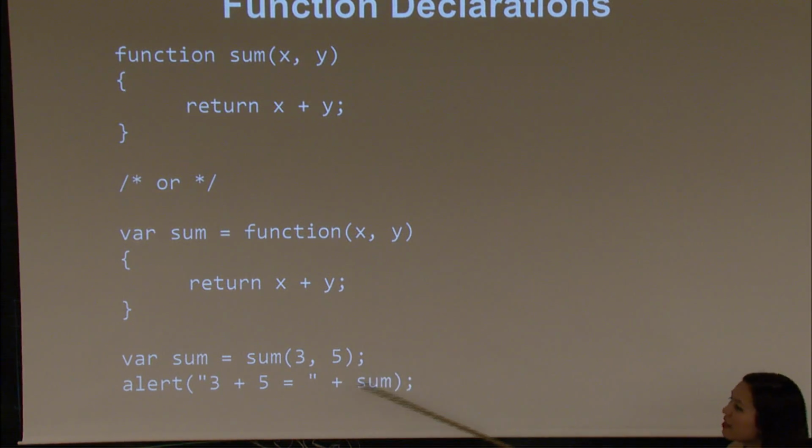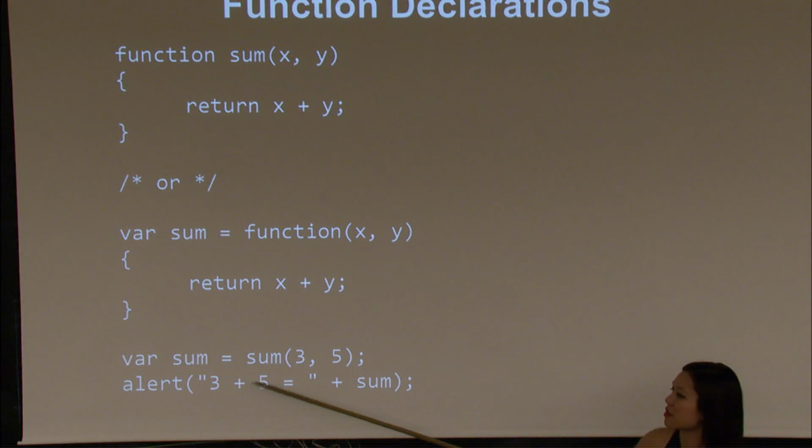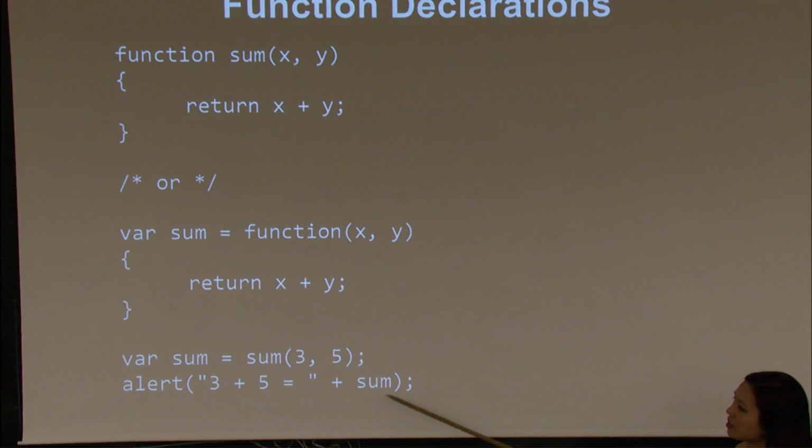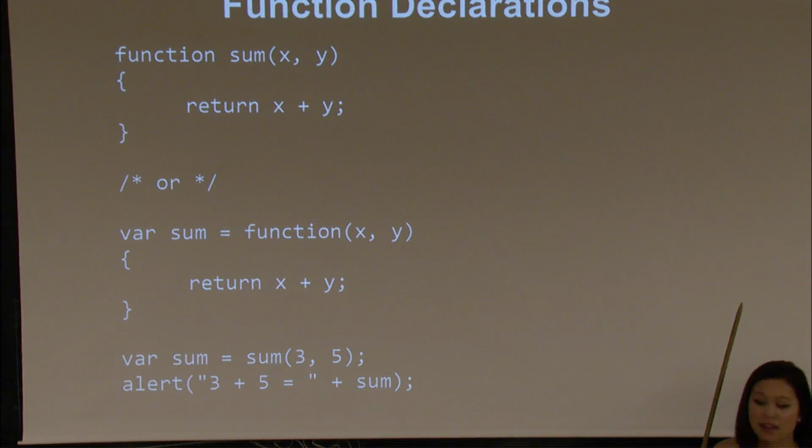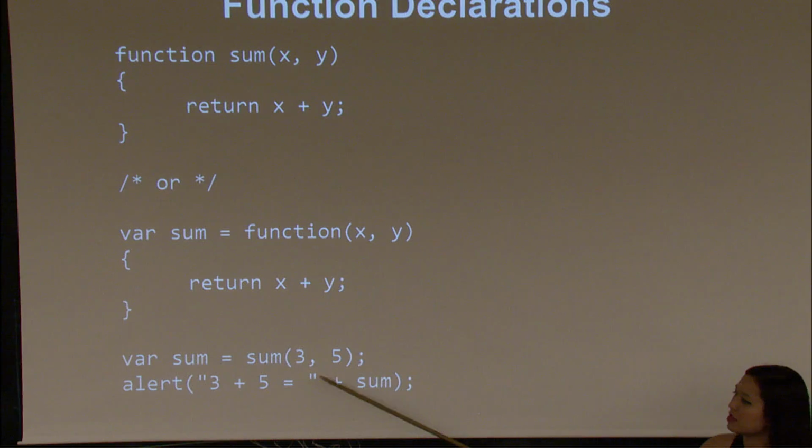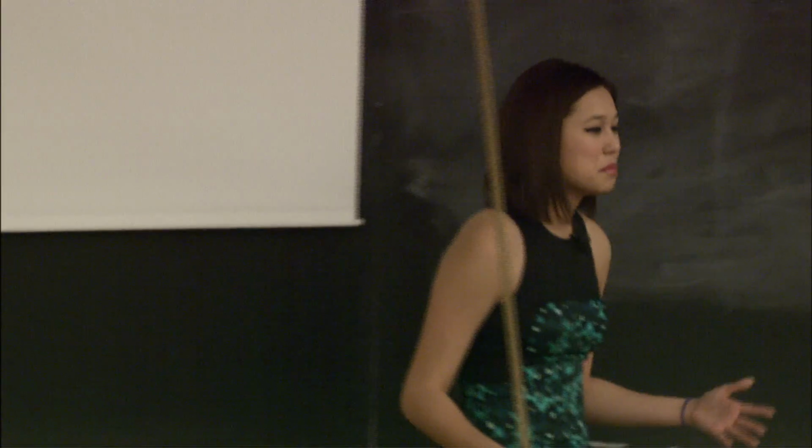Okay, so if we see here, we have some variable sum now that is just equal to the sum of 3 and 5, and we would get this. And this would just have some alert, 3 plus 5 equals the number. This plus will just concatenate whatever our answer was onto this string. Also cool, plus concatenates strings.